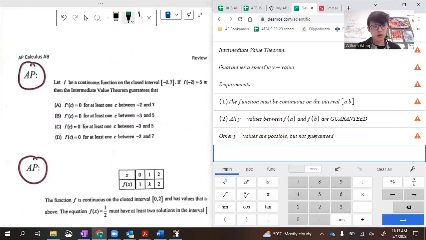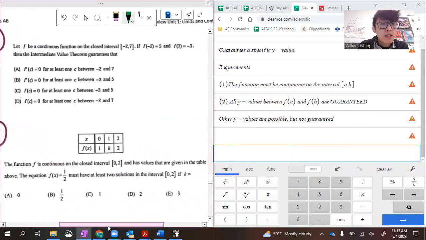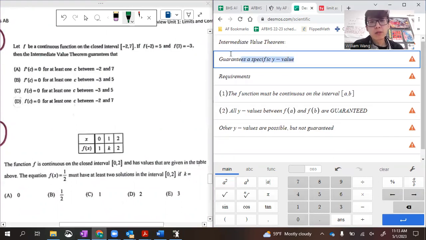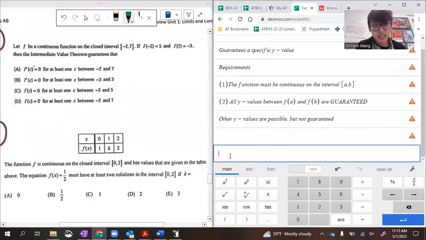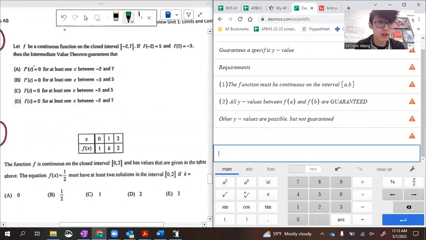All right, so let's answer this. Let f be a continuous function on the closed interval from -2 to 7. If f of -2 is 5 and f of 7 is -3, then the intermediate value theorem guarantees that. Okay, well, first of all, it guarantees a specific y value. So here, this is giving me that a derivative is equal to 0. So that's guaranteeing dy/dx. Well, that's just not true. My intermediate value theorem has nothing to do with derivatives. So right off the bat, I'm going to eliminate it. All right, eliminate A and B.